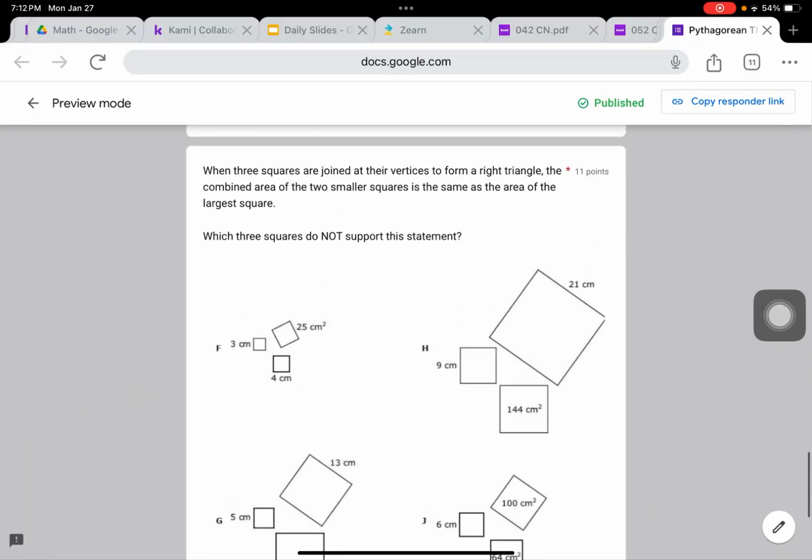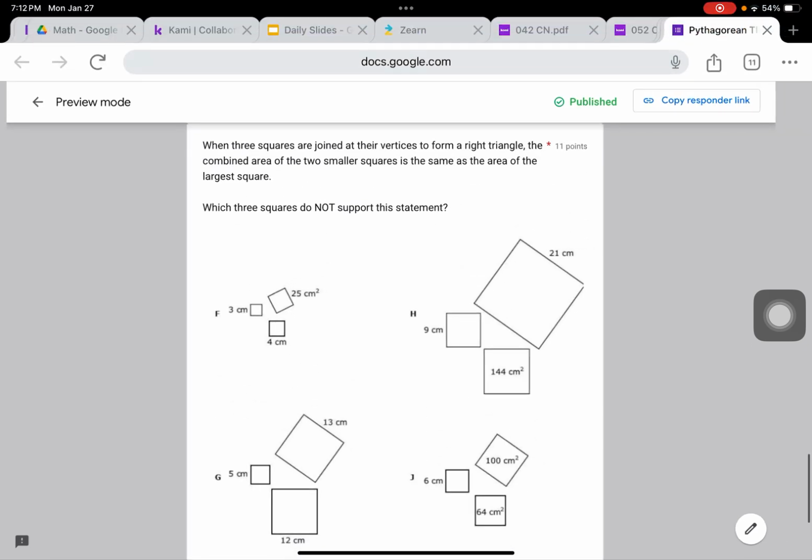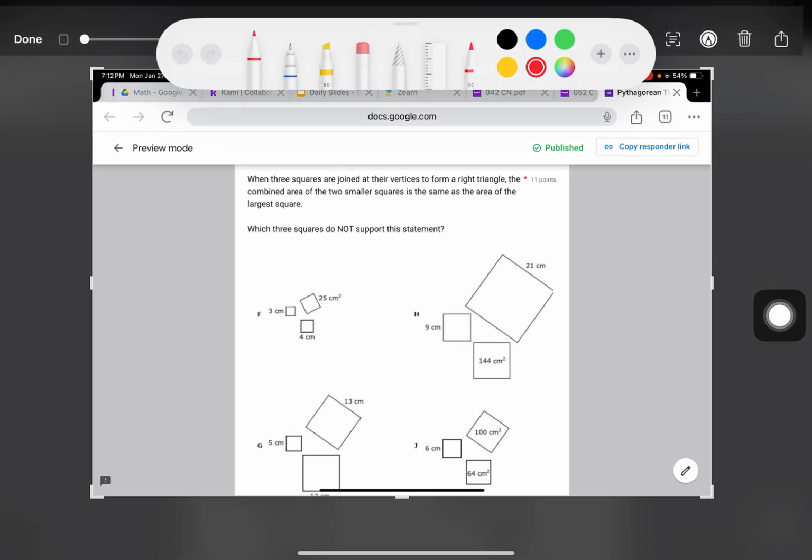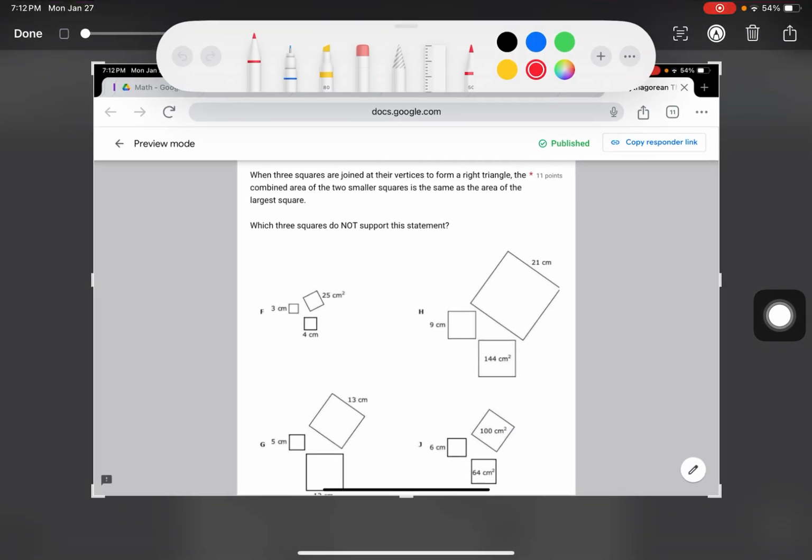Now on this one, the last one, you want to see if it's a right triangle. Now, if it gives you area, you don't have to square it. Like on F, you do 3 squared plus 4 squared, because those are the smallest, and you see if it equals 25 squared. If you're not sure which one's the biggest, you could square them first. So 3 squared is 9, 4 squared is 16. So those are the 2 smaller.